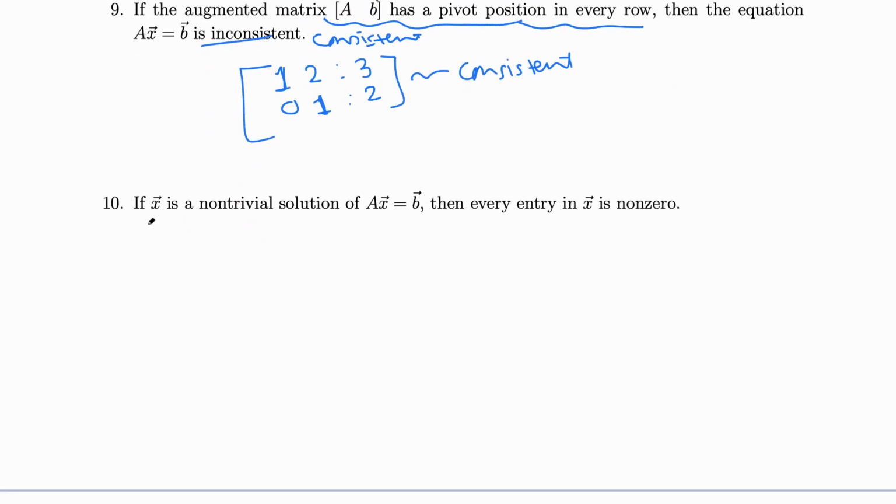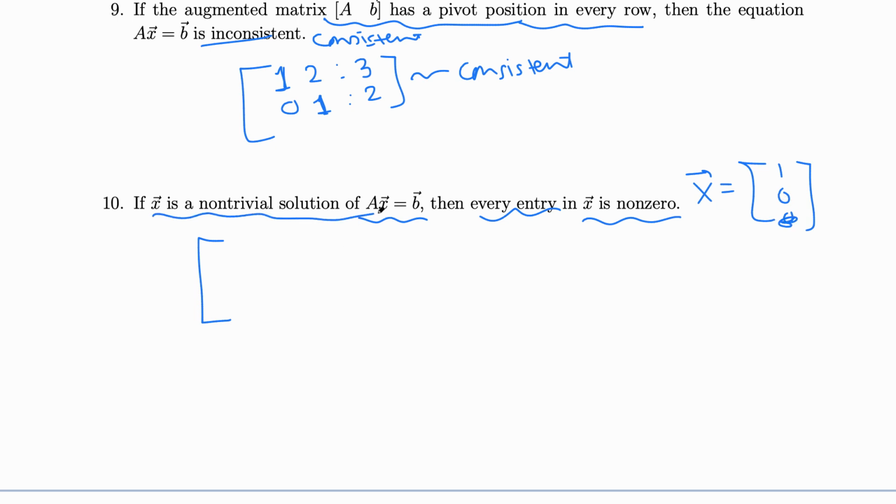Now number 10: if x is a non-trivial solution of this, then every entry is non-zero. So we want to show some entries are zeros. So I mean this one is non-trivial, yet some of the entries are zero. So let's come up with some examples. So we want y and z to be 0 and something like this. We can have just two of them.